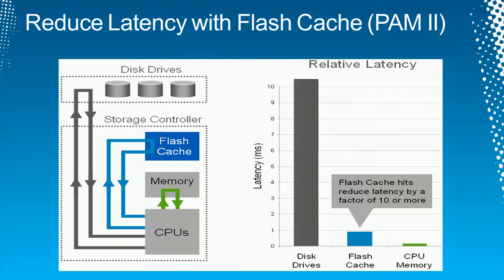Now you can see on the right the relative latency, right? For Exchange, for instance, you really need to design for sub 20 millisecond latency. The bar there is in milliseconds, and we're higher than 10 milliseconds for disk, we're sub 1 millisecond for flash cache, and we're even faster with the CPU on the controller.